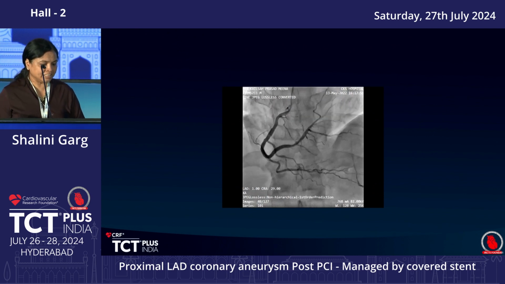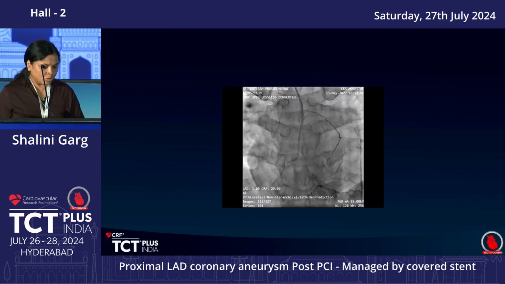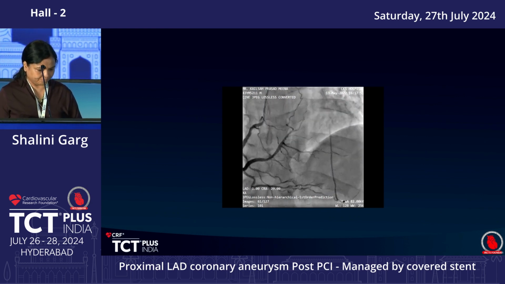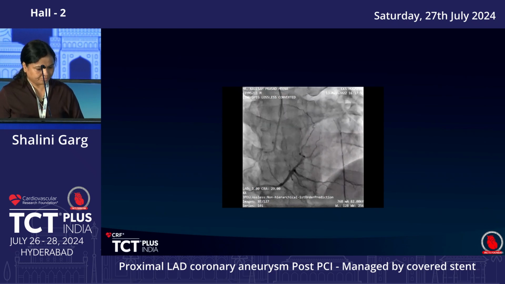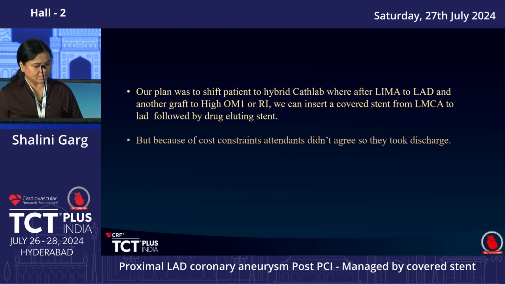We can see RCA filling the LAD retrogradely, and we can appreciate two stents in LAD here. And also we can appreciate the gap which has developed in between the two stents. Our plan was to shift the patient to hybrid cath lab, where after LIMA to LAD and another graft to high OM1 or RI, we can insert a covered stent from left main to LAD followed by drug-eluting stent. But because of cost constraints, attendant didn't agree, so they took discharge.